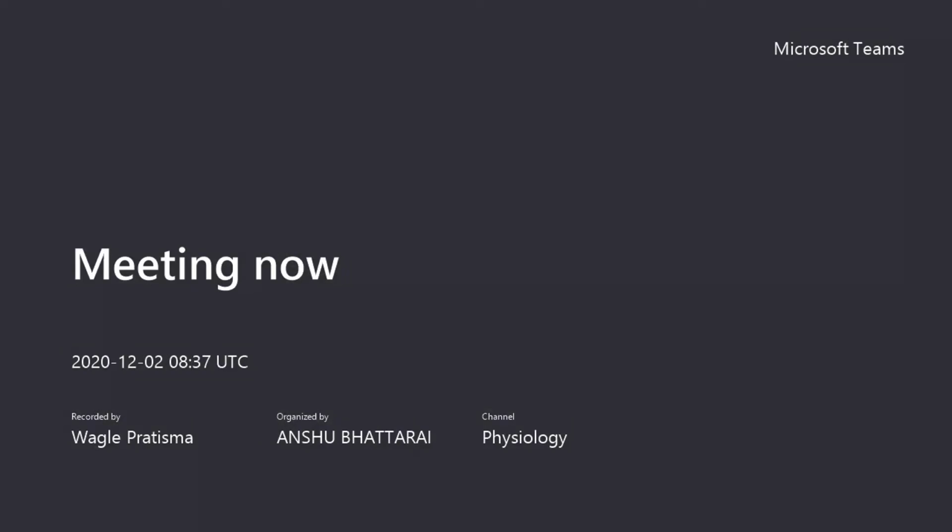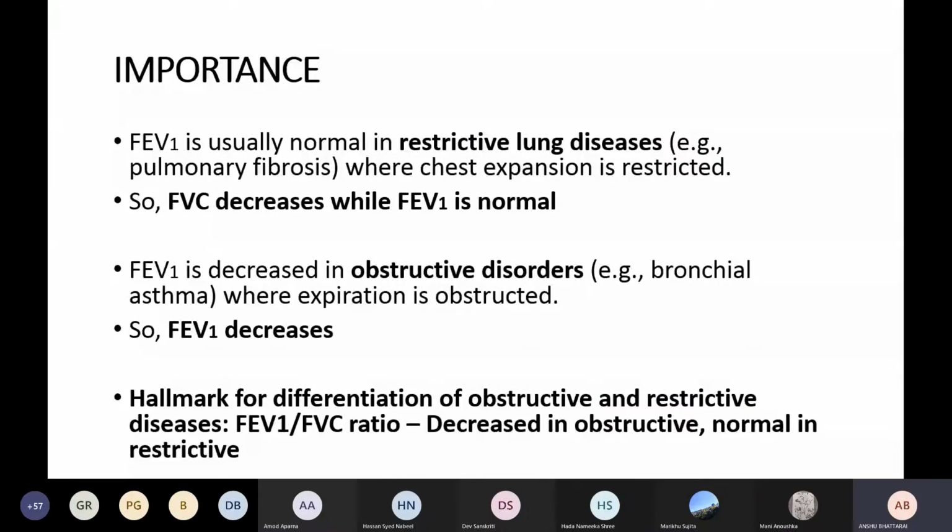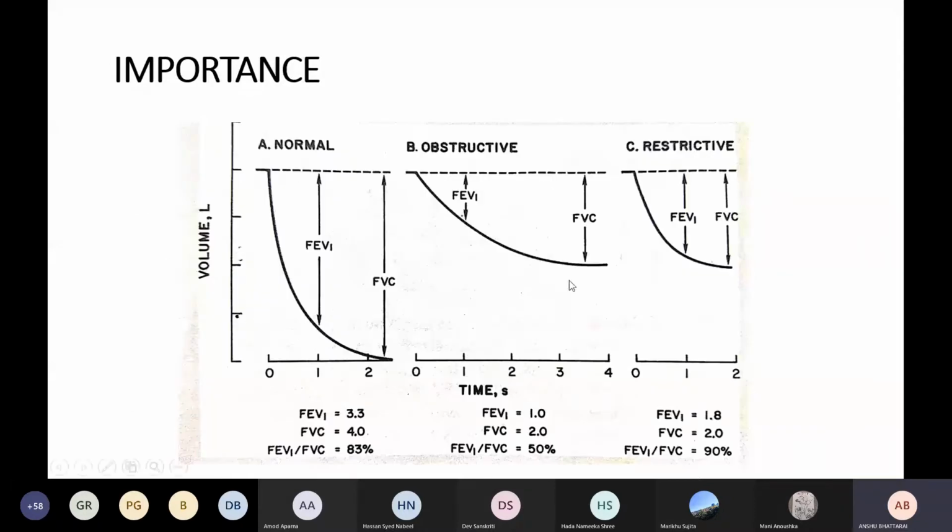Whereas obstructive disorders are the ones in which airways are obstructed, like bronchial asthma, COPD, where expiration is obstructed. Like I mentioned in the last class, the hallmark for differentiation of obstructive and restrictive diseases is the FEV1 by FVC ratio, right? I hope you all remember what is FEV1, what is FVC. FVC is the forced vital capacity, right? FEV1 is forced expiratory volume in the first second. I had already shown you the graph as well in the last class, this one, right?